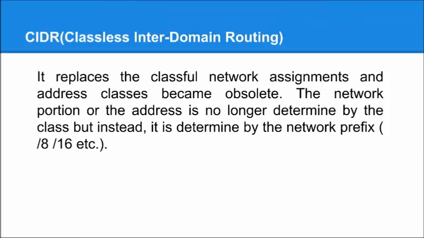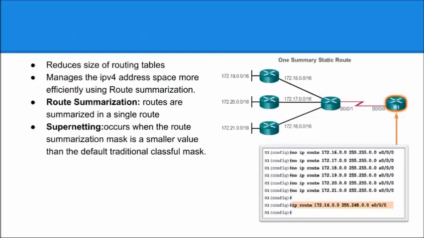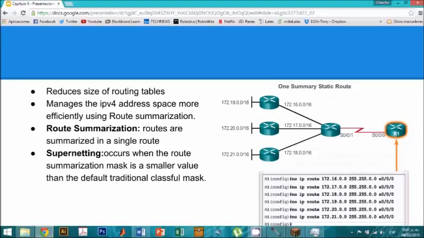CIDR or classless interdomain routing replaces the classful network assignments and address classes became obsolete. The network portion of the address is no longer determined by the class, but instead it is determined by the network prefix /8, /16, etc. It reduces the size of routing tables and manages the IPv4 address space more efficiently using route summarization. Supernetting occurs when the route summarization mask is a smaller value than the default traditional classful mask.